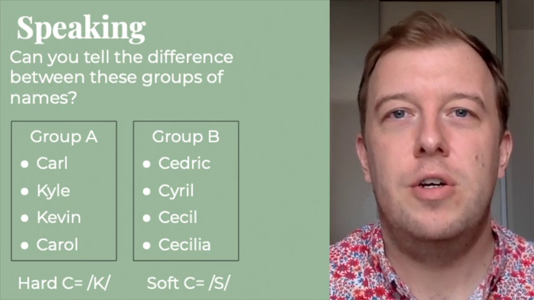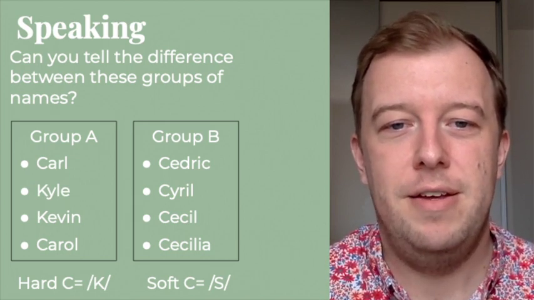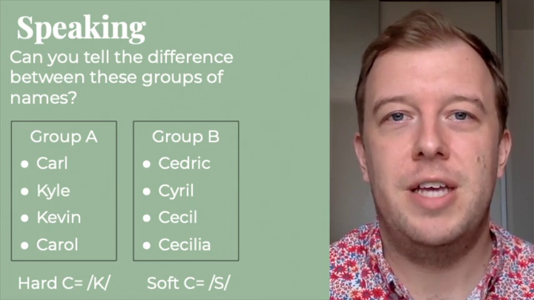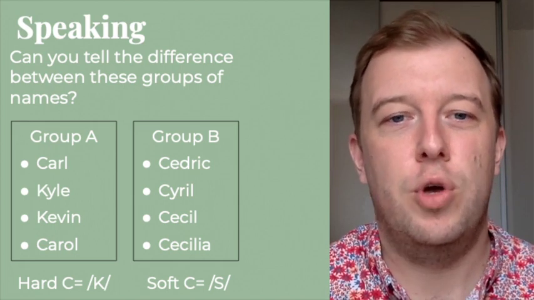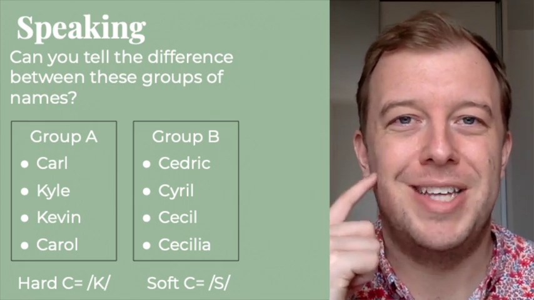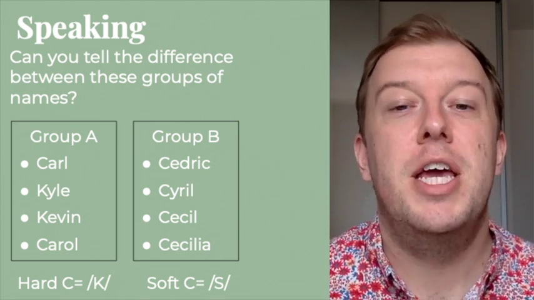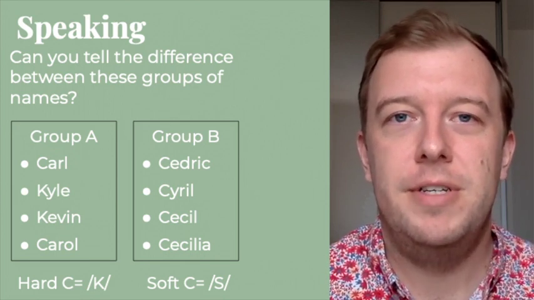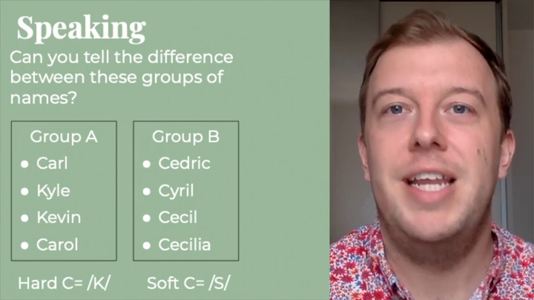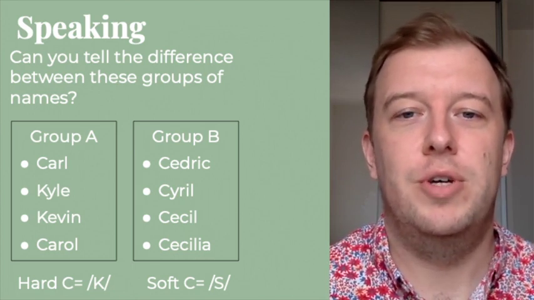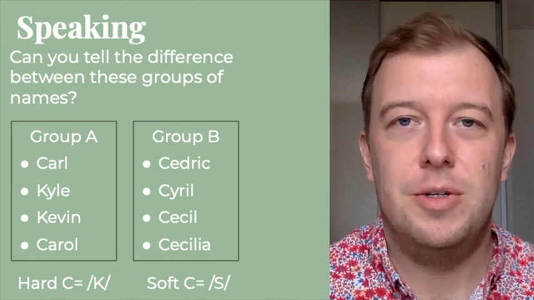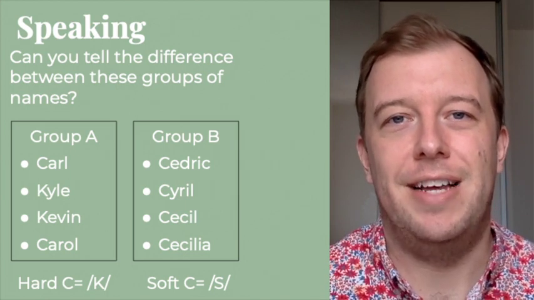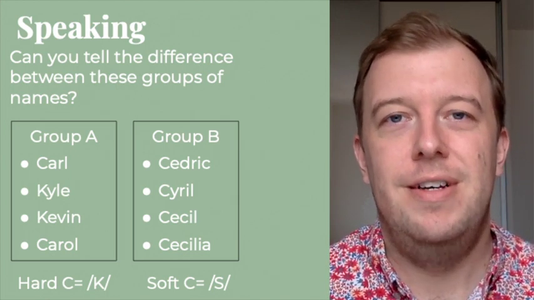So if you notice, Carl, for example, in group A, has a hard C sound. In other words, it's pronounced just like a K, like in Kyle. So Carl, Kyle. You hear that hard sound. K, K. In group B, we have Cedric, which is pronounced with a soft C. In other words, it's pronounced like an S. So, Cedric, Cyril, Cecil. You hear how it's a very soft sound, like an S. So, Carl, Cedric.